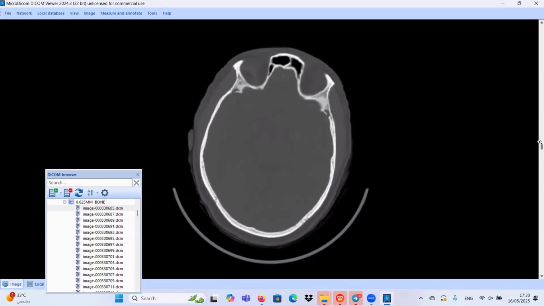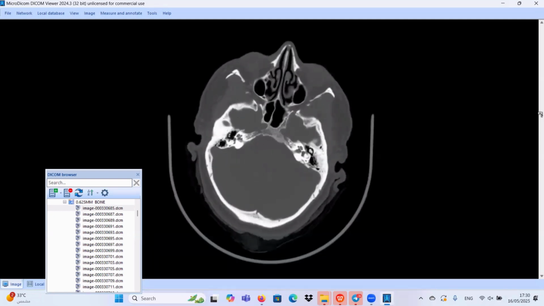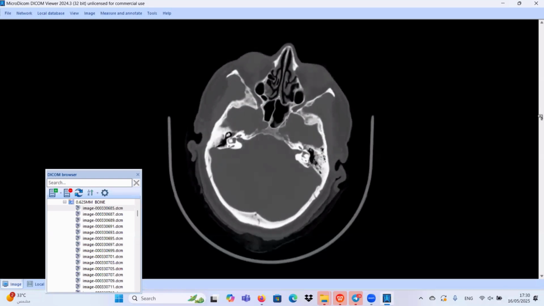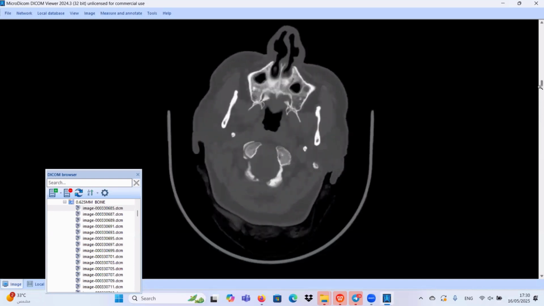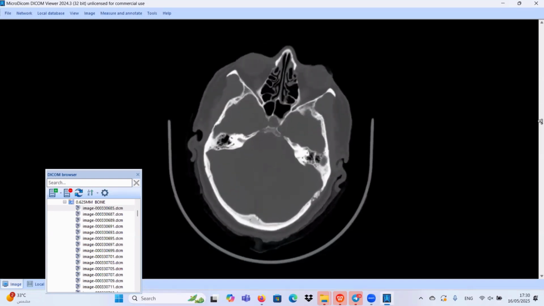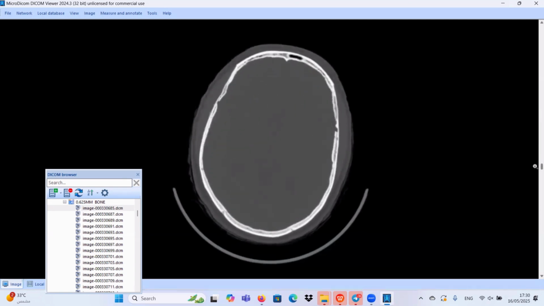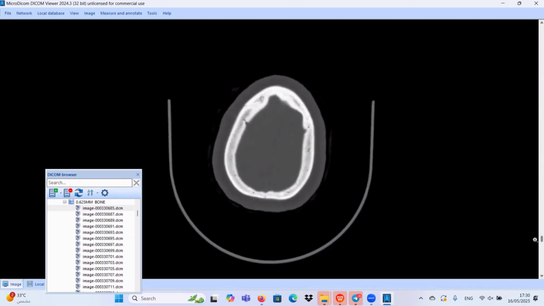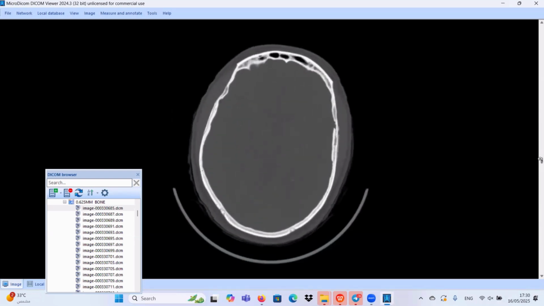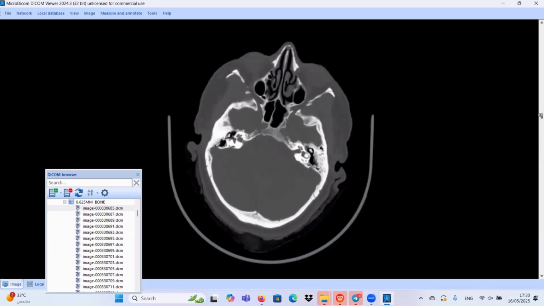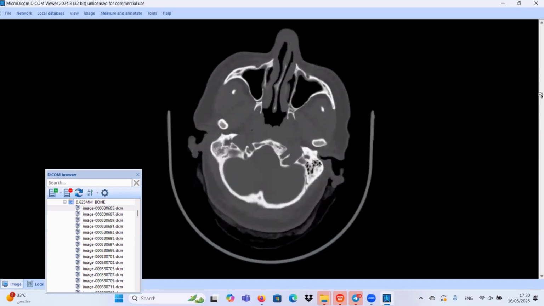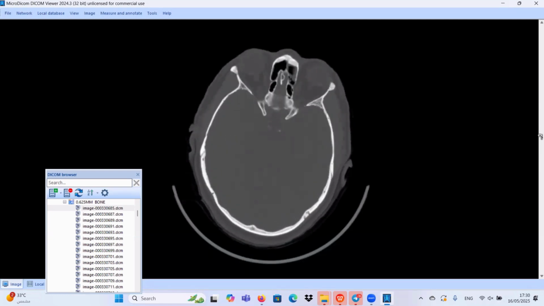Bilateral mastoids appear normally aerated. Middle ear cavities are also normally aerated. Very important at this point. Sir, the bones appear grossly intact. Yes, there is mild sinusitis, which is not very specific for anything.